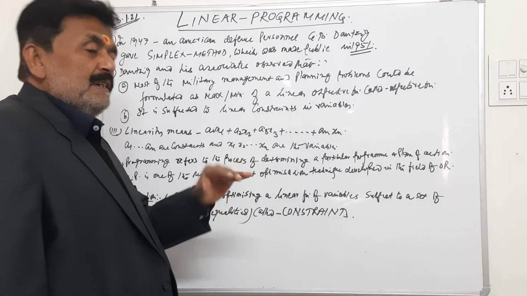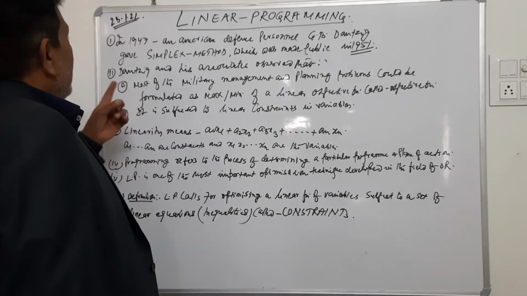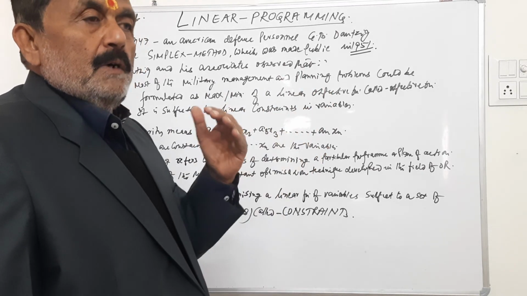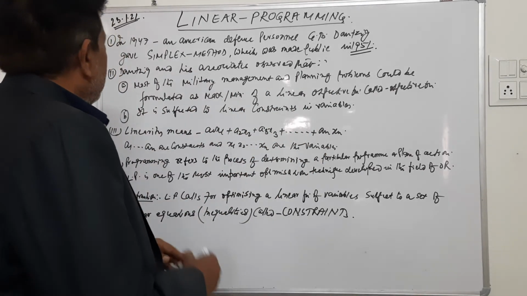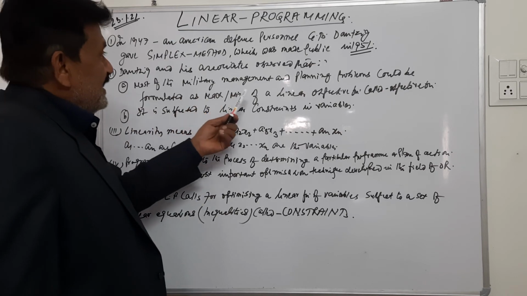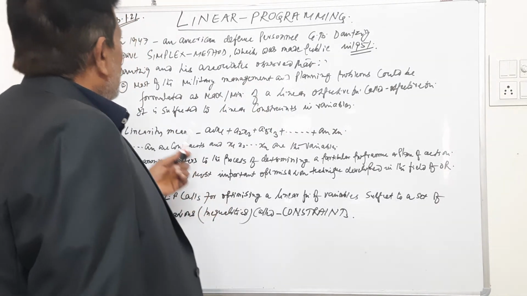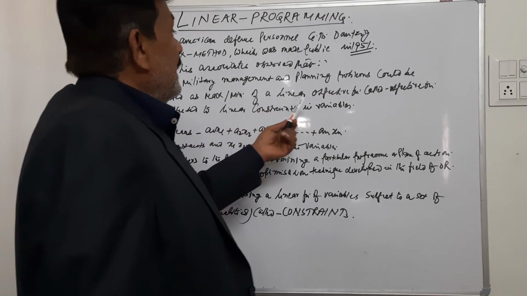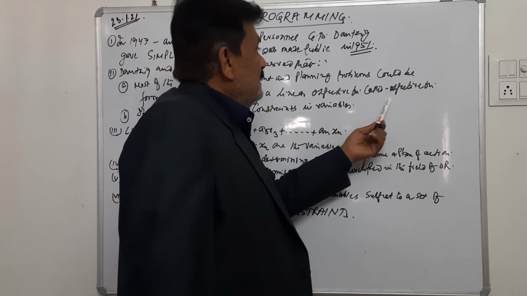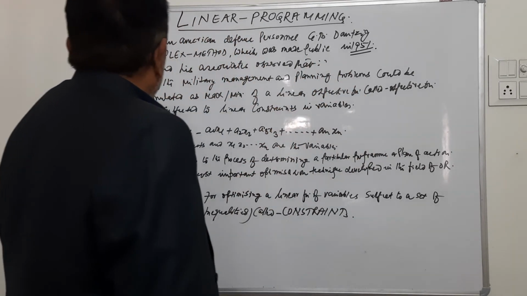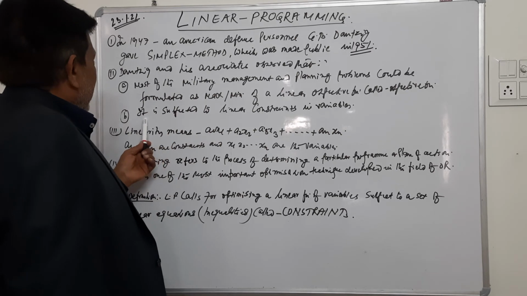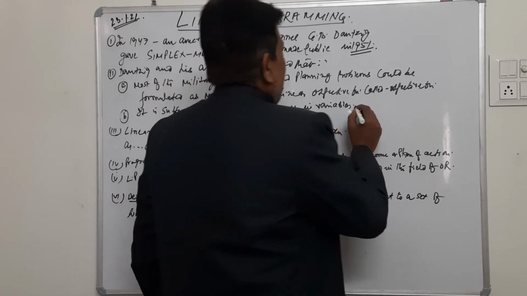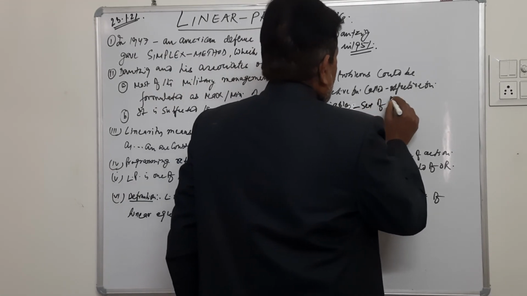Now, how did LP come into existence? Dantzig and his associates observed in a military or defense storeroom that most military management and planning problems could be formulated as maximization or minimization of a linear objective function, called the objective function. This objective function is subject to linear constraints in the variables, called the set of constraints.